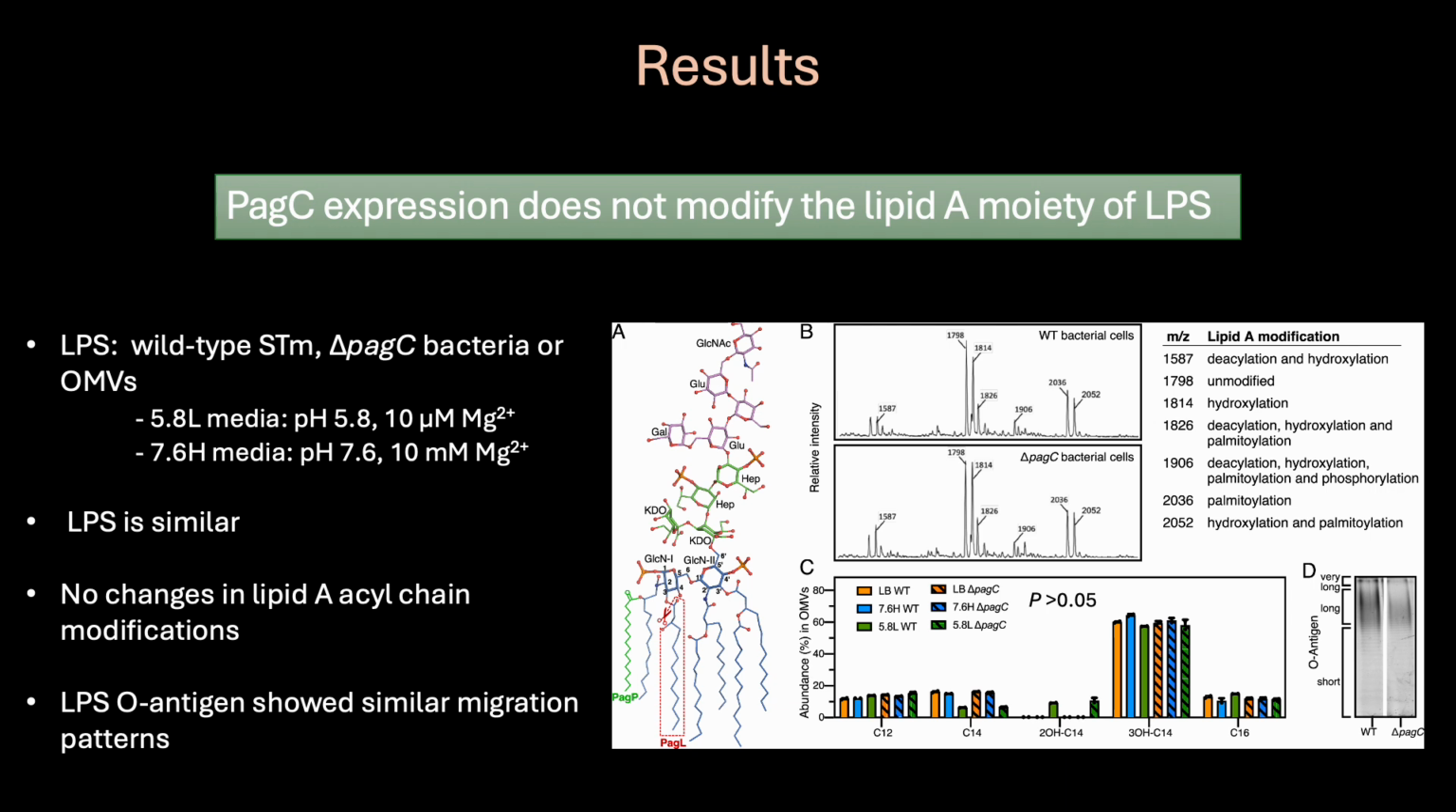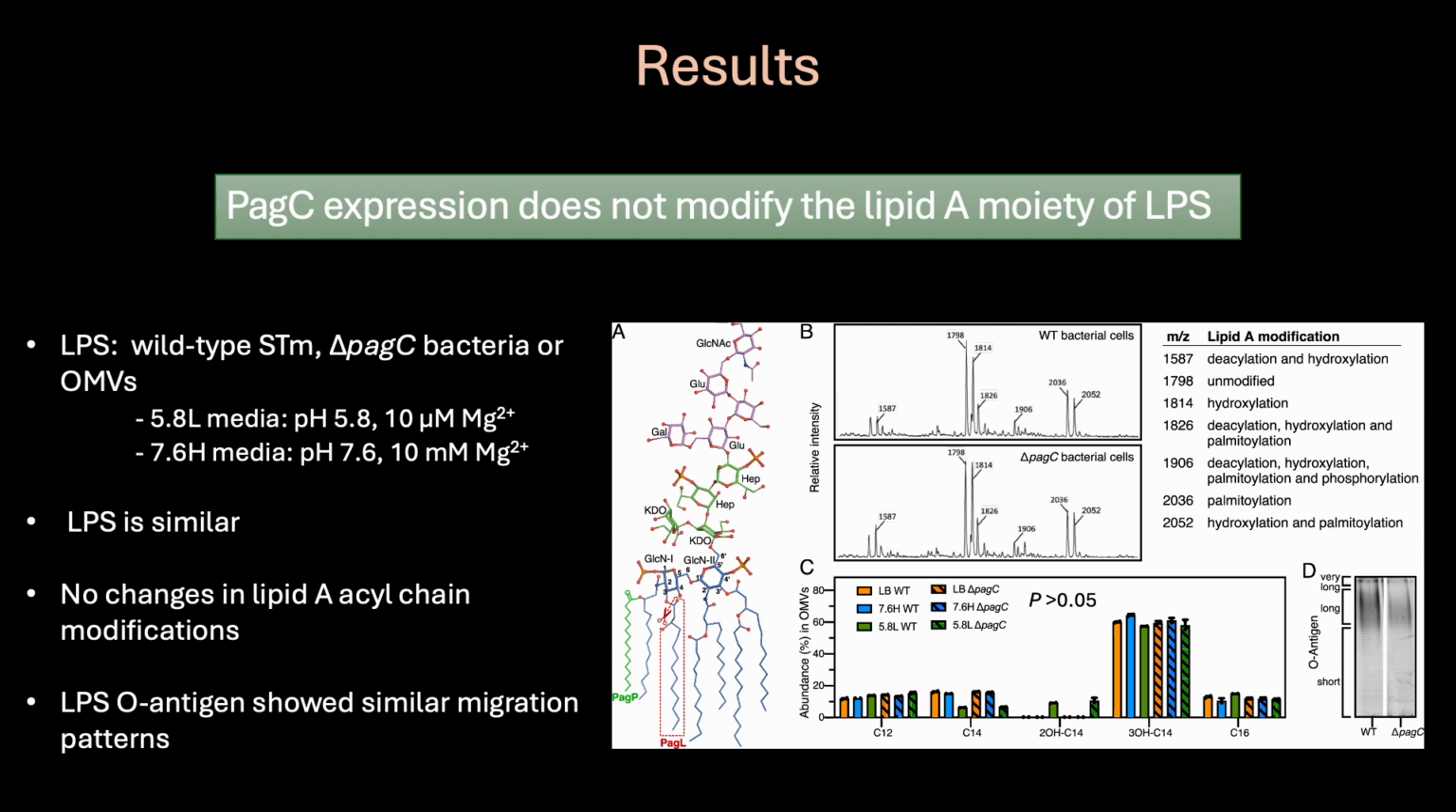Now, they wanted to see if there was a change in the LPS structure from wild-type and mutant PAG-C cells after growing them under FOPQ-inducing conditions. But if you look at the mass spectrometry shown in Figure B, both types of cell produce very similar results, indicating that the LPS was similar in both. The lipid A modifications that took place are shown just to the right of that.